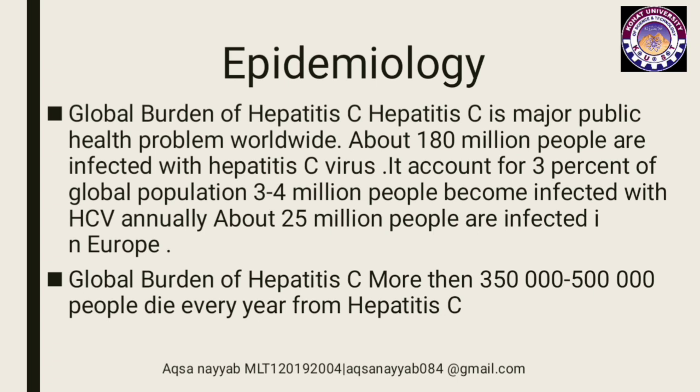Next is epidemiology. Now we discuss the epidemiology of hepatitis C. The global burden of hepatitis C is a major public health problem worldwide. Global burden means a comprehensive picture of mortality and disability across country, time, age and sex. About 180 million people are infected with hepatitis C virus. It accounts for 3% of the global population. 3 to 4 million people become infected with HCV annually, and about 25 million people are infected in Europe. More than 350,000 to 5 lakh people die every year from hepatitis C.